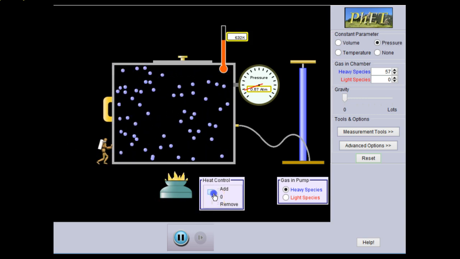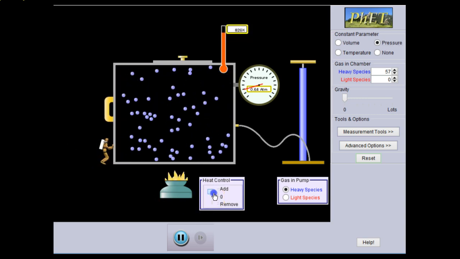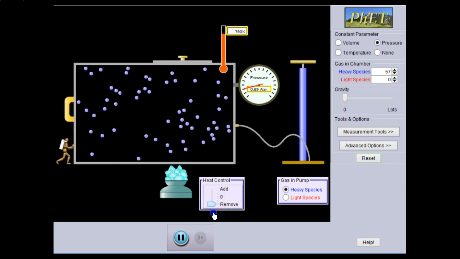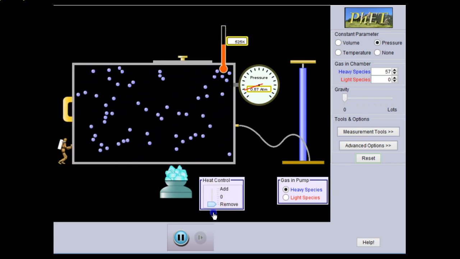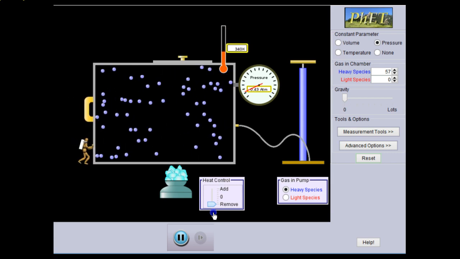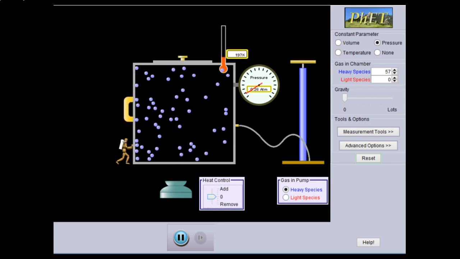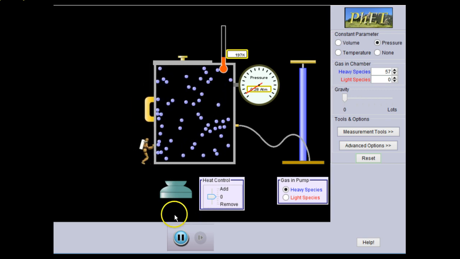I'm going to try and increase the temperature to increase the pressure. Oh, temperature goes up. Guy has to back up. All right, and then I'll remove it. Temperature's going to go down either way. And then this guy's going to have to decrease the volume to keep the same pressure within that container. All right? So you can play with this little applet.